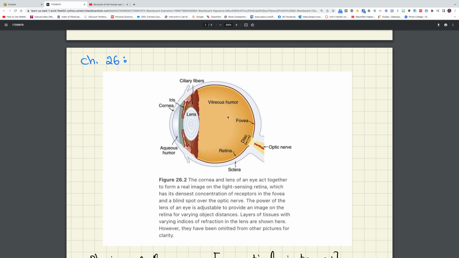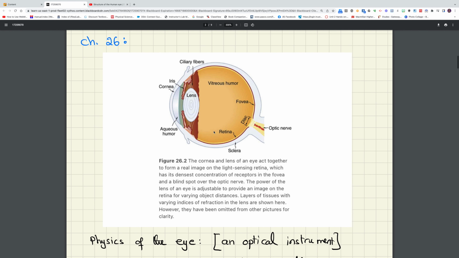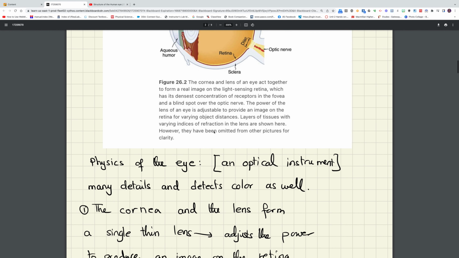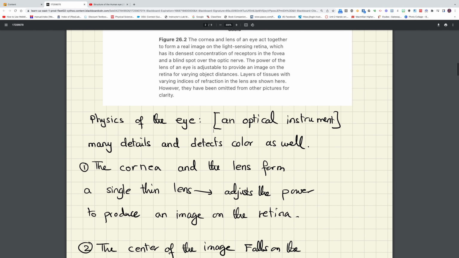We will talk about these here, from the physics of the eye. It is considered an optical instrument. It can actually detect so many details, and also it can detect colors as well. Now the first part, as I said, the cornea and the lens form a single thin lens system, and that is adjusting the power to produce an image on the retina.